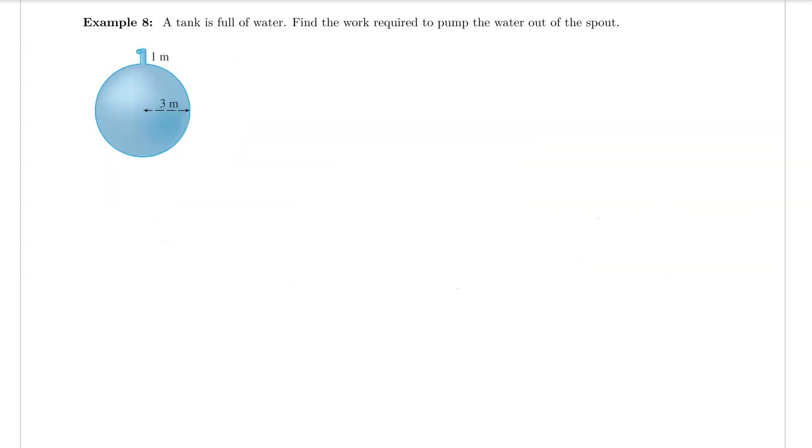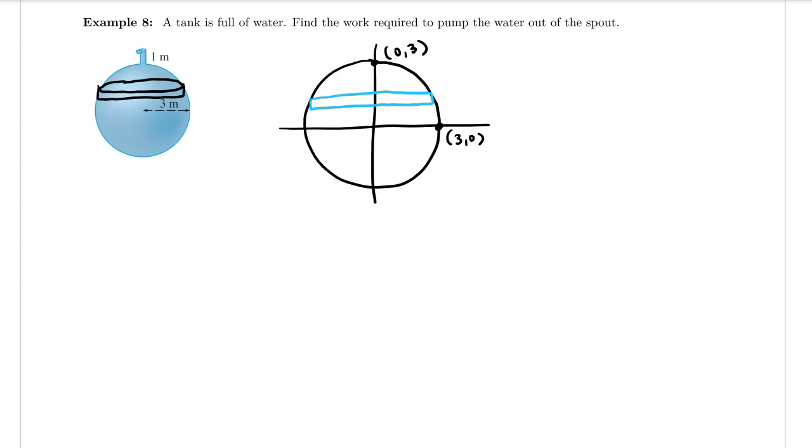Alright, so our next example says a tank is full of water, find the work required to pump the water out of the spout. We're going to do something very similar to the previous example. I want to draw an xy plane and think about what the two-dimensional front of my tank looks like. So I'm going to go ahead and draw that. Okay, so I've gone ahead and I've drawn my xy plane. Here's my y-axis and here's my x-axis. And I've also gone ahead and drawn my cross-section of water in both the three-dimensional and the two-dimensional versions of my pictures. So we want to approach this in a similar fashion.